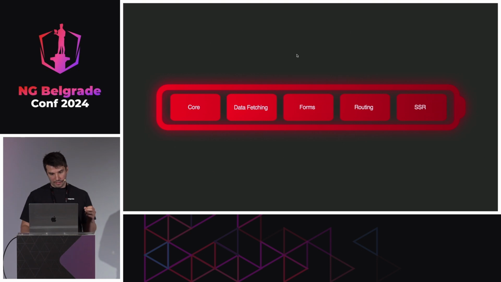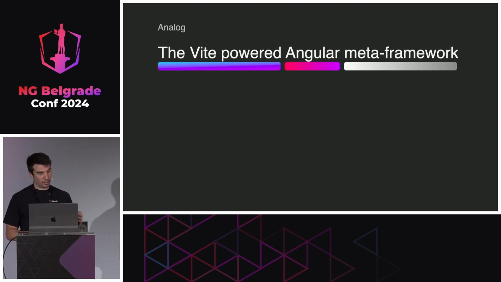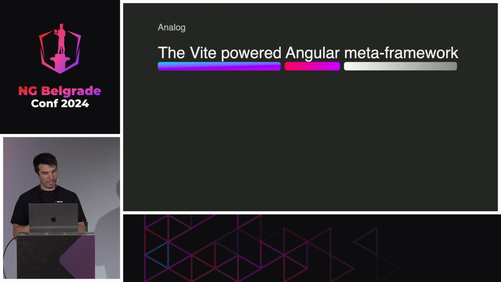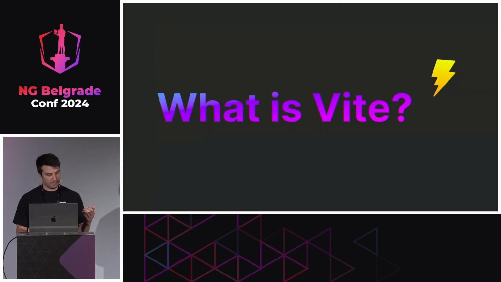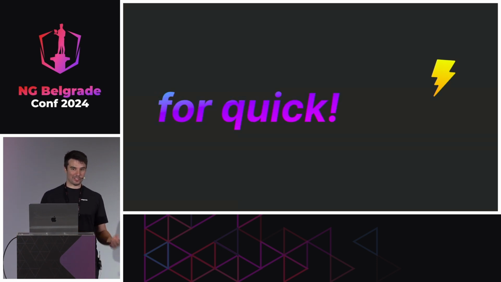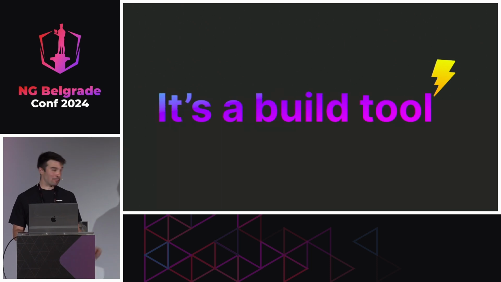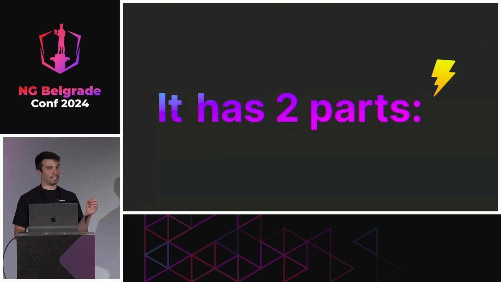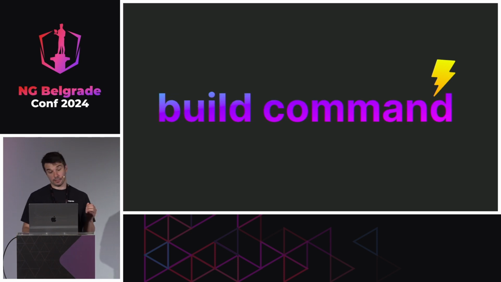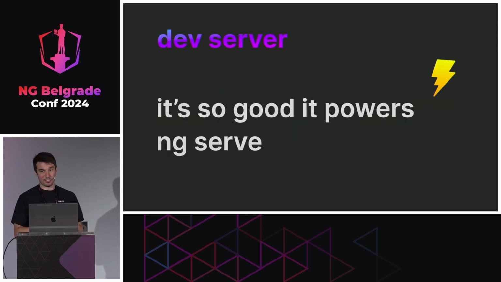So there's one more thing we're talking about, and that is it's Vite powered, right? And what is Vite? Vite lets us tie together Nitro and Angular, and lets us use the file system to define Angular routes. So what is Vite? Well, it's French, and it means quick. Doesn't help much, right? It's a build tool, but it's much more than that, and it has two parts. It's a dev server and also a build command. And the dev server is so good, it powers ng serve.